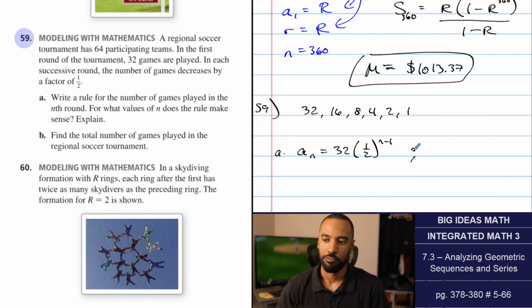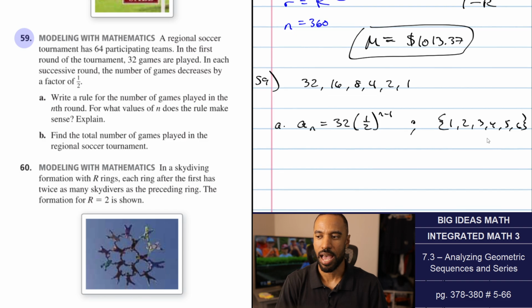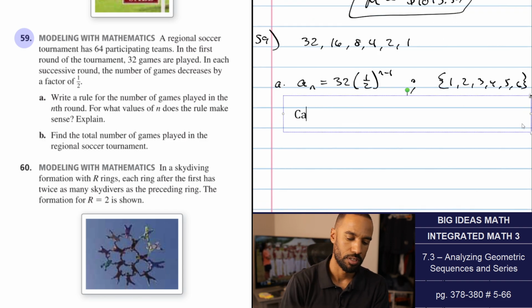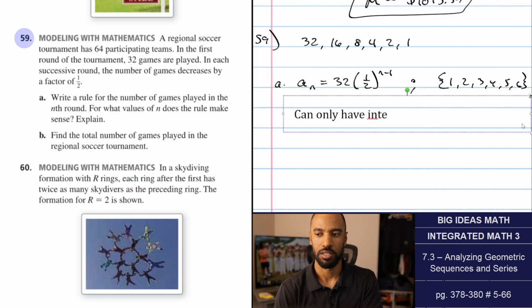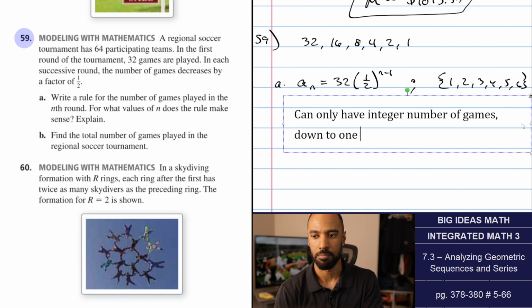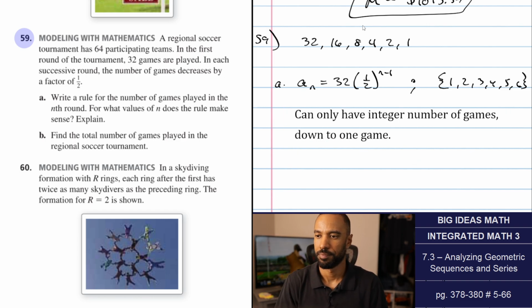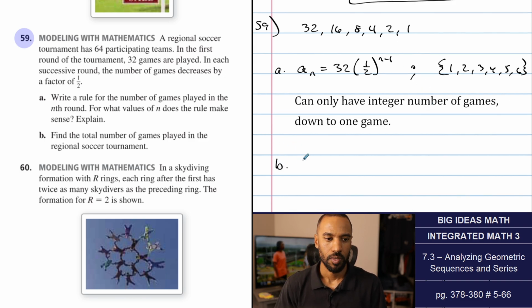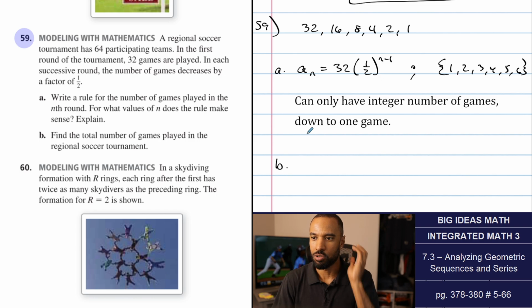This works for n values. For what values of n does the rule make sense? This works for values of 1, 2, 3, 4, 5, 6, because at some point you can only have an integer number of games, down to 1 game. Does that make sense? Part B, find the total number of games played in the regional soccer tournament.